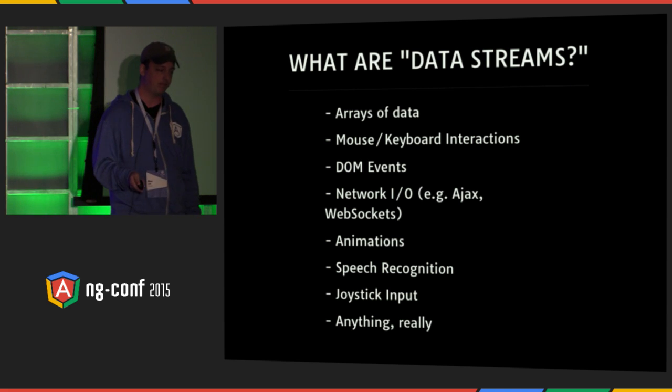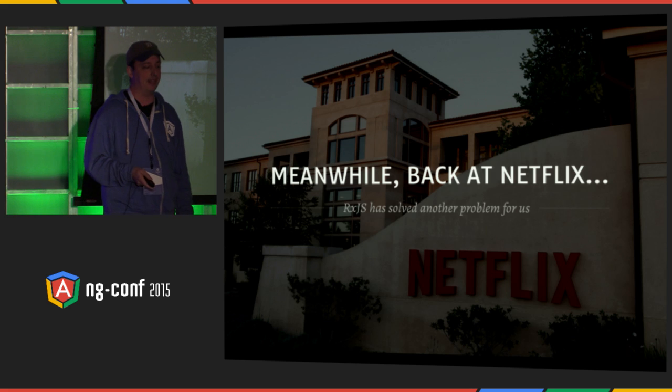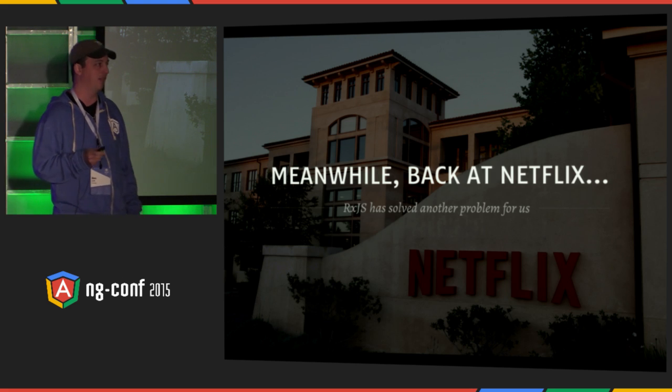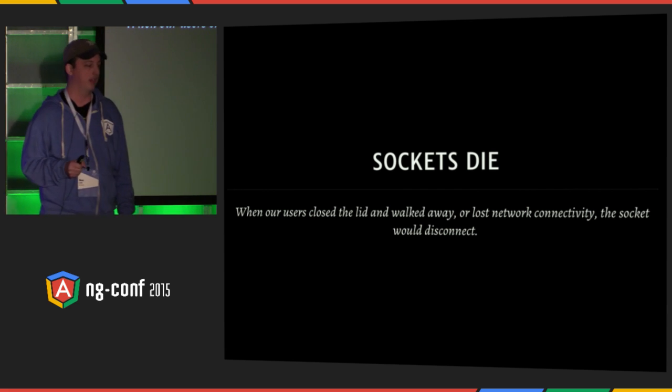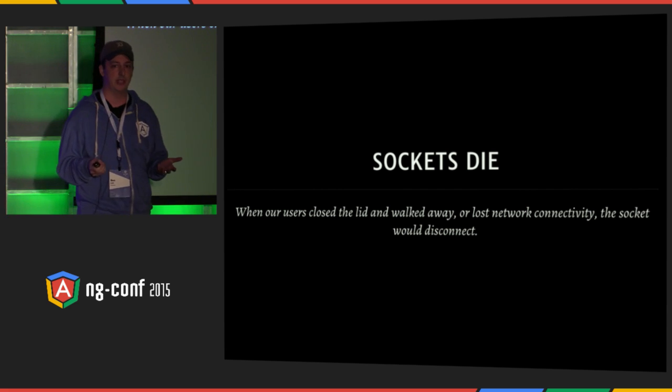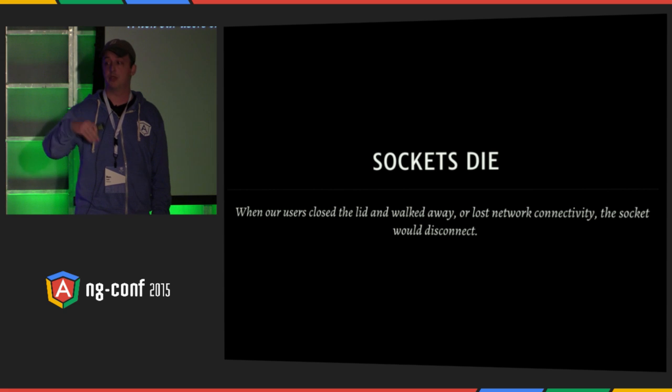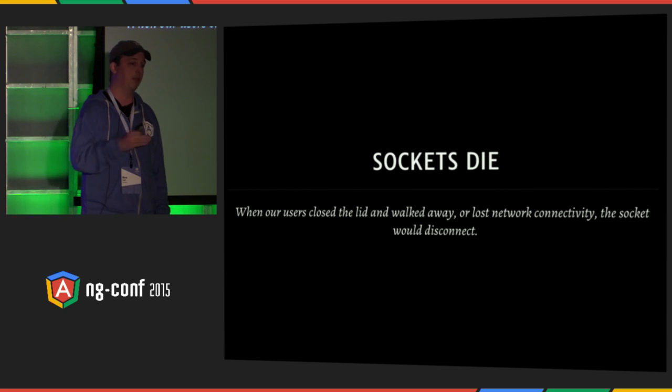So meanwhile, back at Netflix, RxJS is about to solve another problem for me, and that problem is that sockets die. I have this multiplexed socket that I'm using for our app, and the problem was people would close the lid on their laptop, they would walk between buildings and lose their Wi-Fi connection or whatever, or the server would disconnect, and if they have the app up, it just stops working.